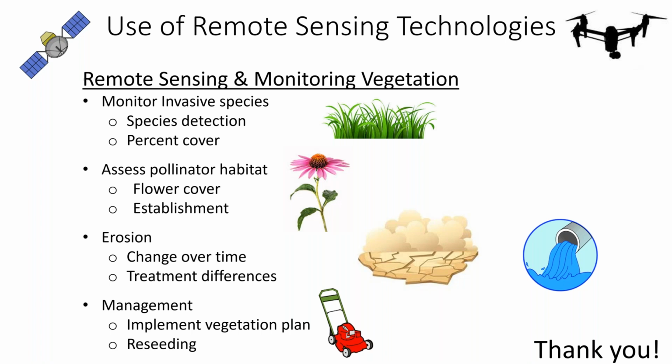I know I went through that high-level overview very quickly, so I welcome any questions at the end on vegetation considerations for solar brownfields. Thank you.